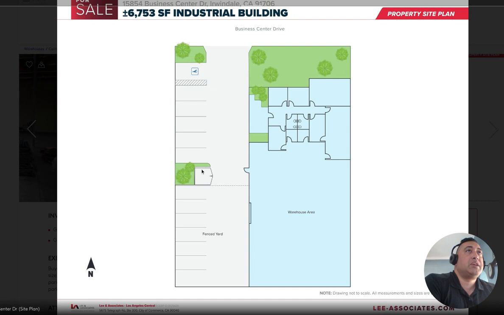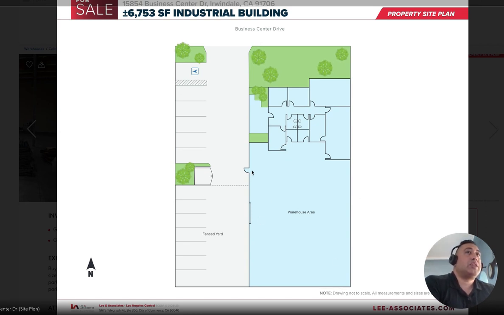This is your trash bin enclosure. This is your landscape. You've got restrooms, two restrooms there. These are offices, probably a break room. And then you've got the warehouse area. As you notice, the warehouse area is quite large in comparison to the entire building.